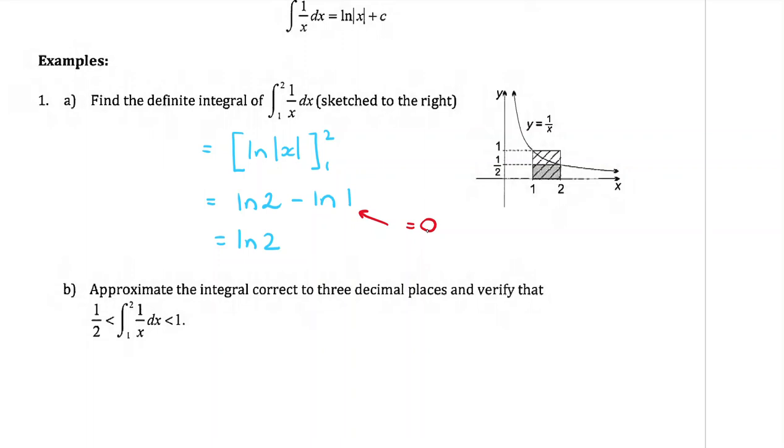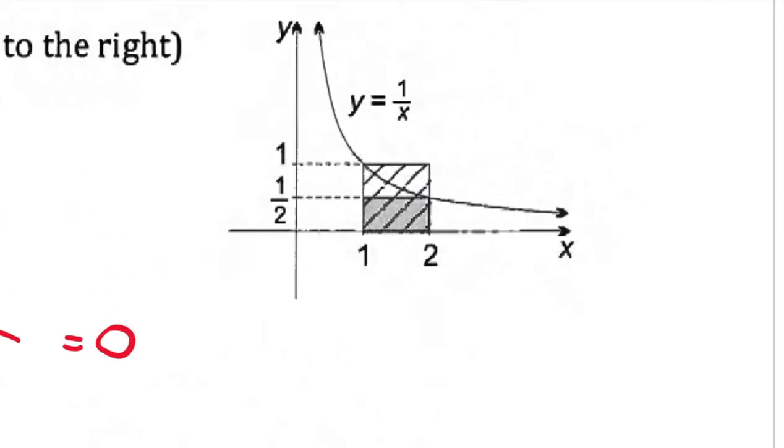Part B, approximate the integral, correct to 3 decimal places, and verify that my integral is between a half and 1. Now the half and the 1 is coming from this diagram up here. Remember when we first did integration, we did it by approximating using areas of rectangles and triangles and stuff like that. So I'm after the area between, actually let's blow that up. I'm after the area between 1 and 2 and that curve.